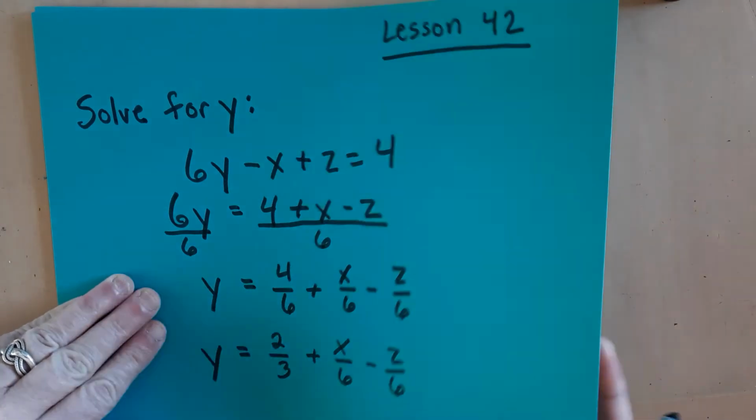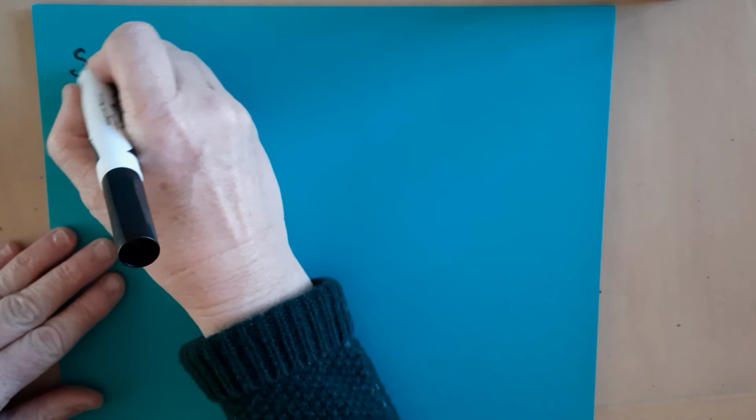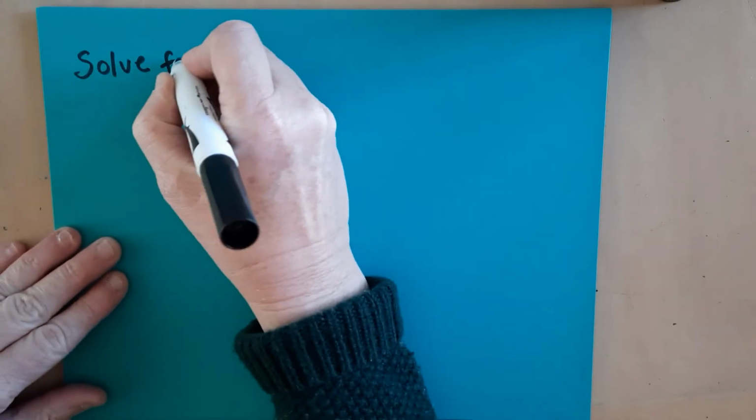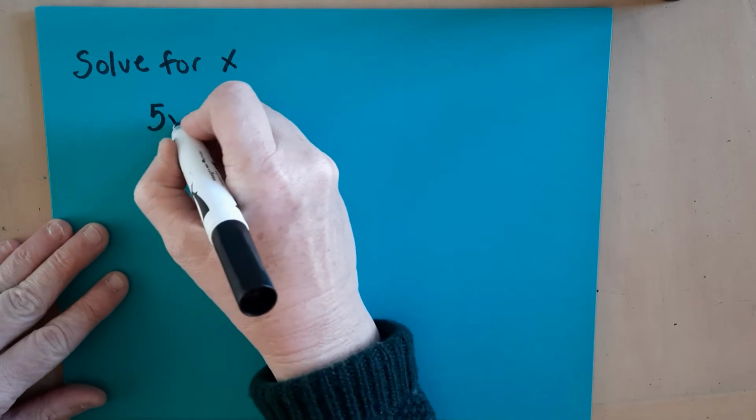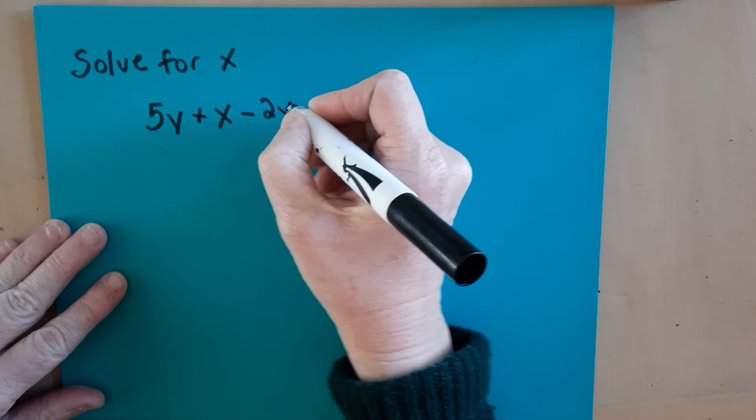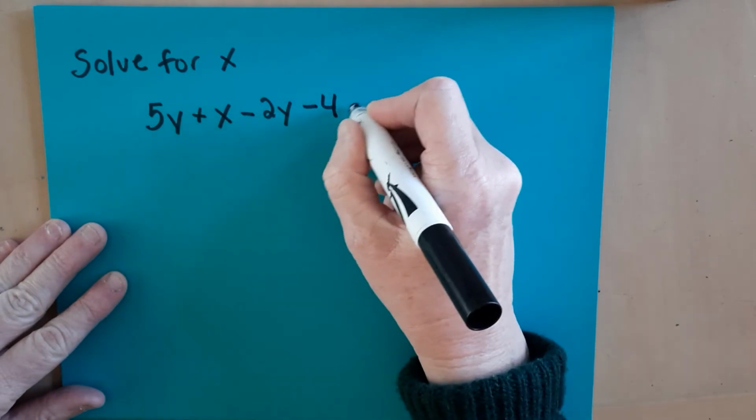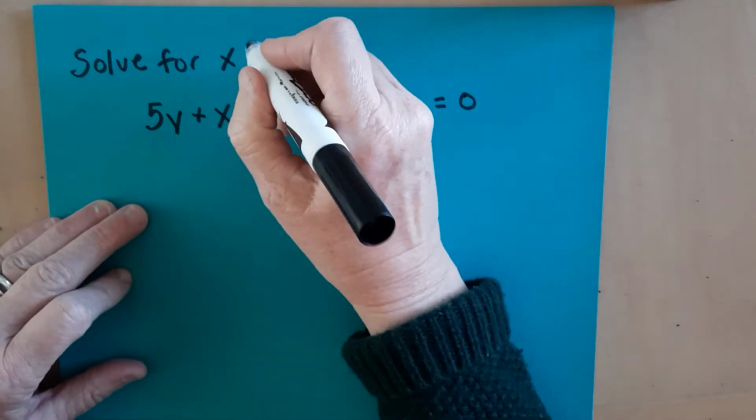Let's try one more. Let's look at solving for x in this equation. Solve for x. So the equation says 5y plus x minus 2y minus 4 plus 3x equals 0. And we want to solve for x.